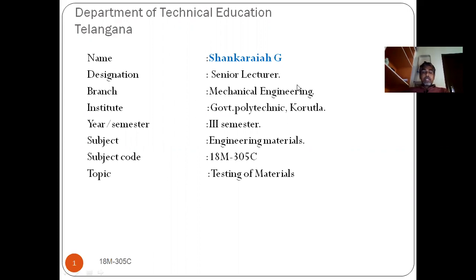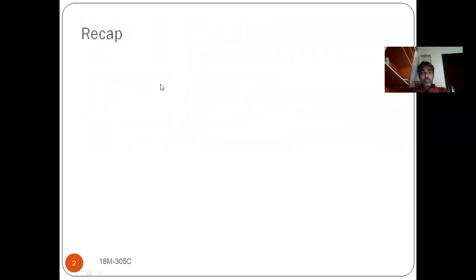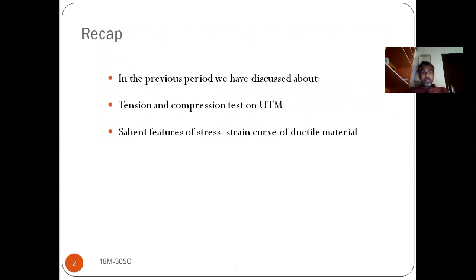In the last session, we discussed how to conduct a tensile test and how to conduct a compression test on a universal testing machine. And also we discussed the various points on a testing diagram. Okay, so what are the things we have discussed? Just see here.